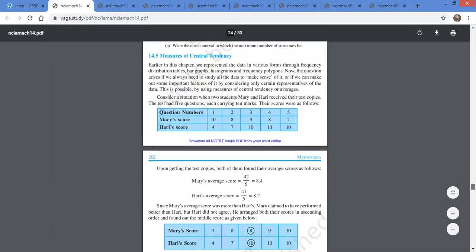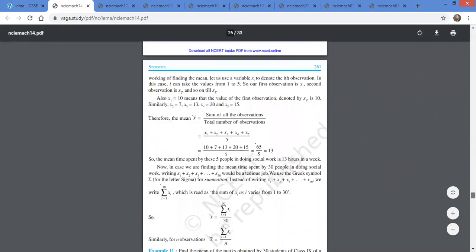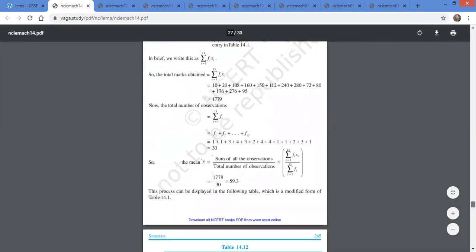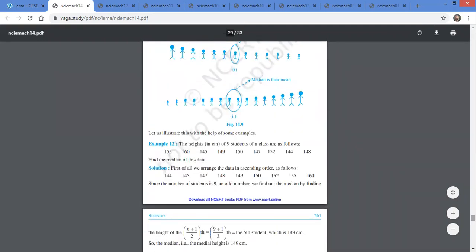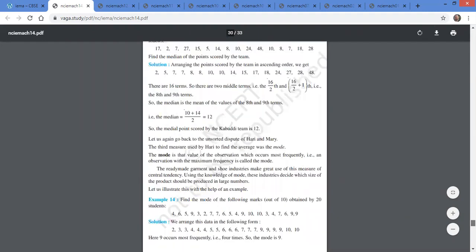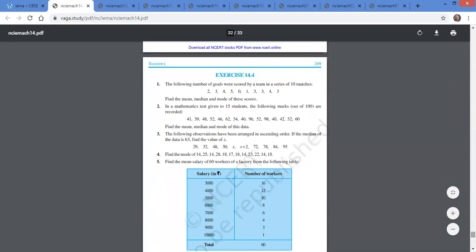And measures of central tendency. This was an interesting part of the chapter actually. Mean, median and mode of ungrouped data was important and very useful in life actually, but the CBSE has decided to cancel this. So mean, median and mode is also cancelled. That means exercise 14.4, which is based on mean, median and mode, is totally cancelled.